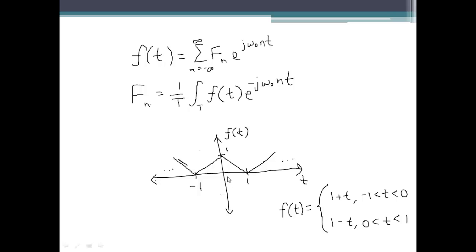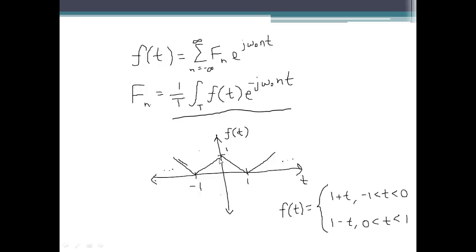And in order to find the values of these Fourier series coefficients given by capital F of n, we can evaluate this integral given here: 1 over T, where T is the fundamental period of the function, times the integral over 1 period of small f of t times e to the negative j omega naught n t, where omega naught is the fundamental frequency.